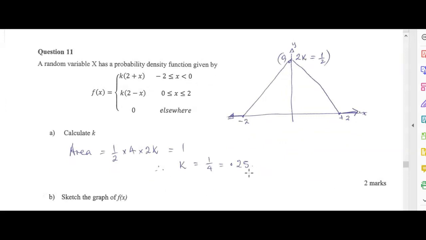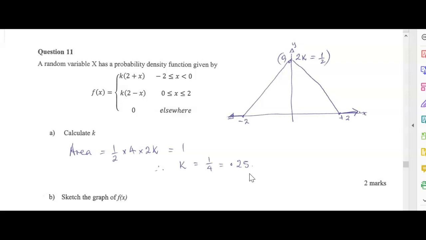All right, question 11. Oh, I love these types of questions because they're symmetrical, and there have been some on past exams, so they're really great. A random variable x has a probability density function given by... I think I have done a question like this. Okay, so we've got two linear functions. I know they're linear because the power of x is 1.